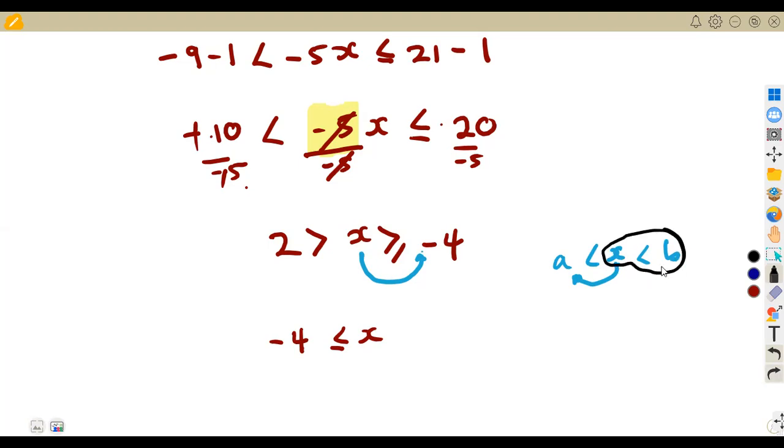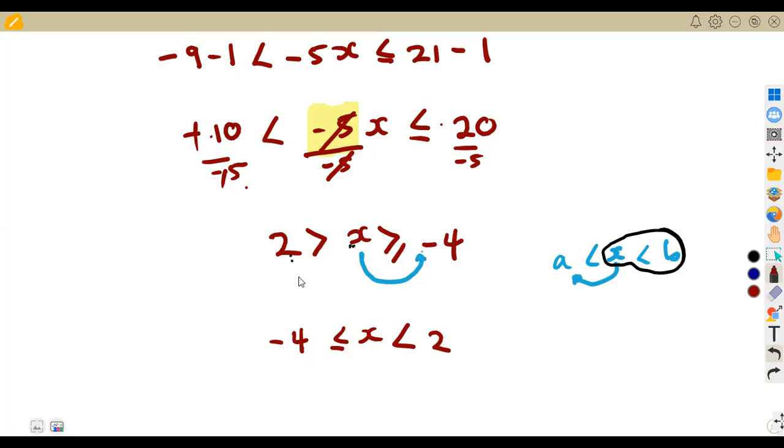B is the one that is pointing x, and x here is being pointed. This is the one that is happening with 2. Okay? 2 is pointing x, x is pointed by 2. X is less than 2. So it's going to be a less than like this. Okay, so that's it.